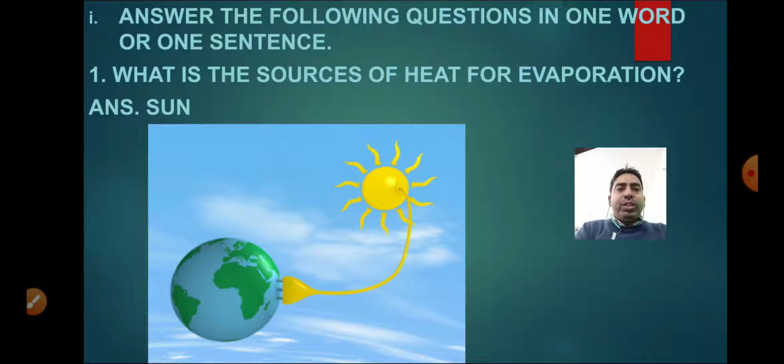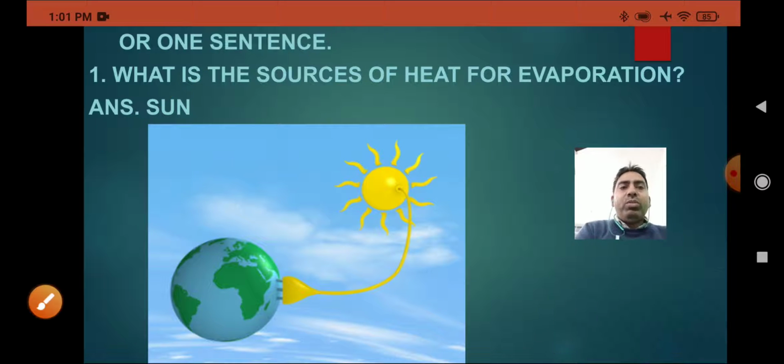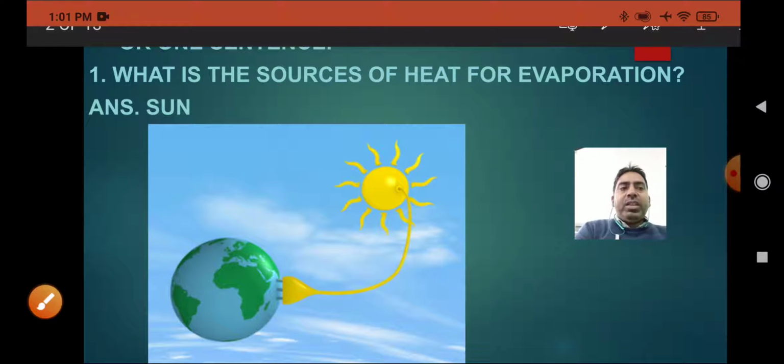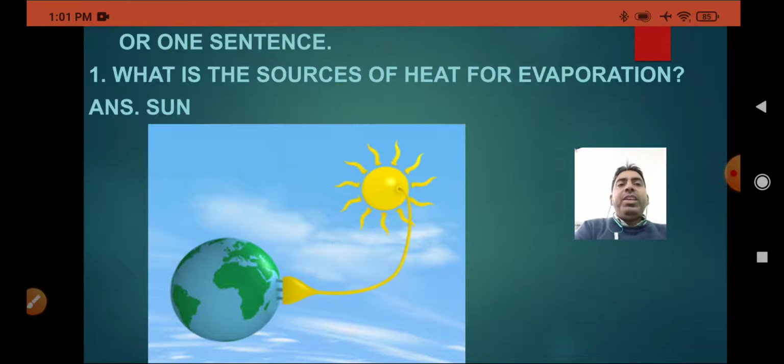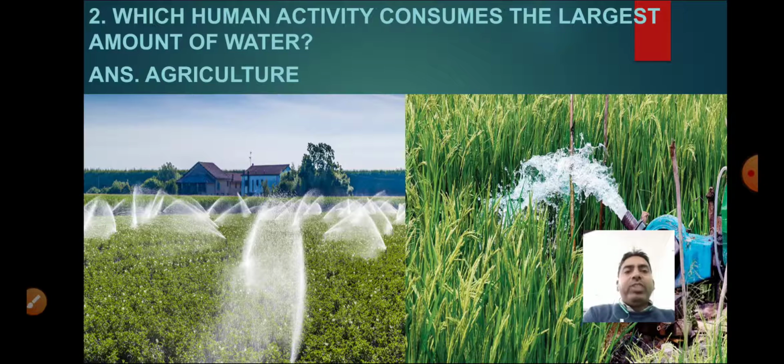So first question here: what is the source of heat for evaporation? The answer is the sun. The sun is giving heat, and from the heat of the sun evaporation occurs. So the first answer is sun. Sun is the primary source of heat. Now we are moving towards the next question.